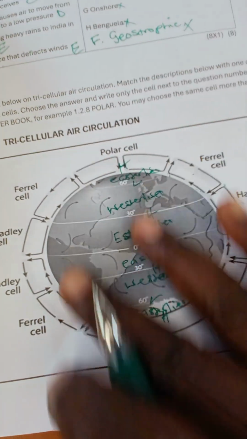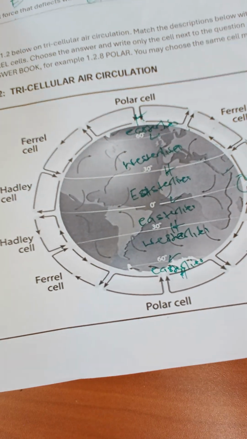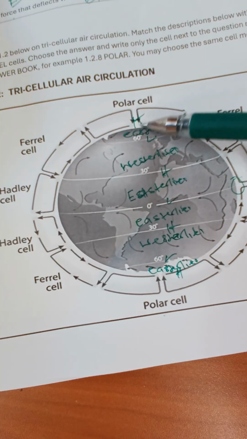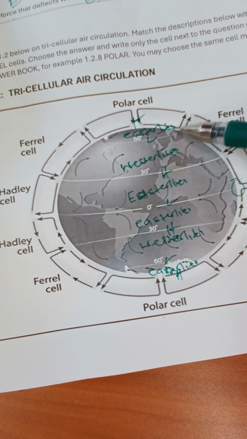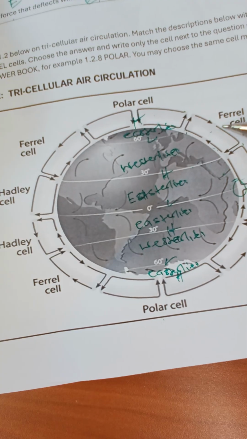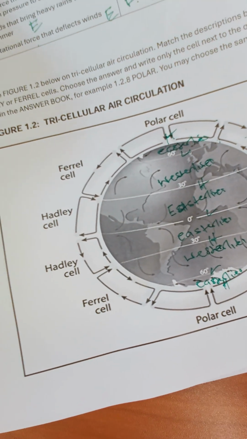I was using this diagram to get all the answers. Remember, the first thing I did was I explained. So we have got the easterlies there in the polar cell. We also have easterlies in the Hadley cell. That's basically what we are saying. The mid-latitudes, obviously, it's where we have got our Ferrell cell. That's basically what I was explaining. So I've done 1.1 and 1.2.